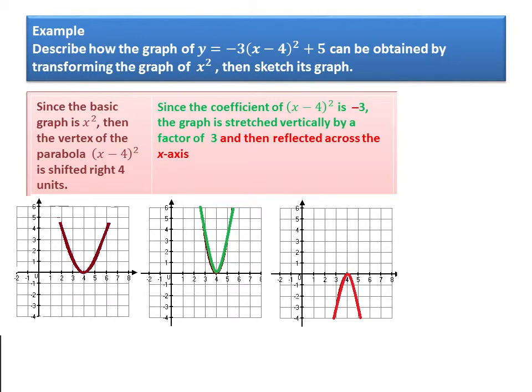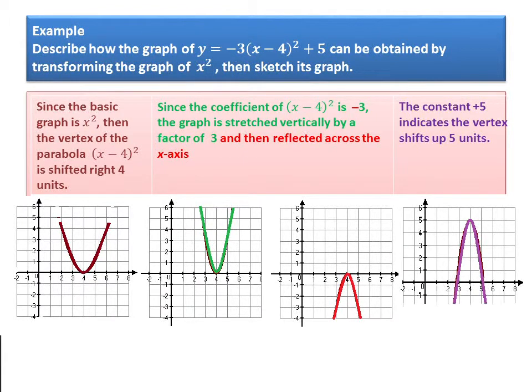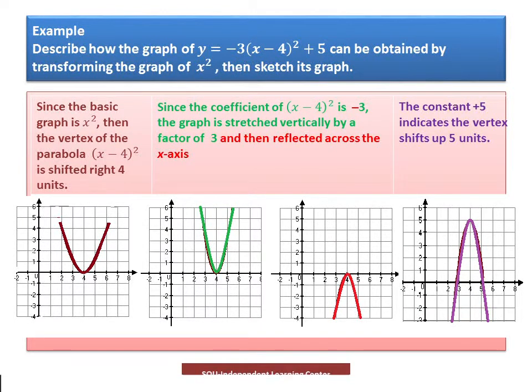Now we apply the minus sign. The minus sign, when applied to 3 into x minus 4 all squared, will give us a reflection in the x-axis. Finally, we add 5. Adding 5 to minus 3 into x minus 4 all squared means that we will shift this graph, which is in red in front of us, vertically upwards by 5 units. Finally, we get minus 3 into x minus 4 all squared plus 5 in front of us in the purple color.